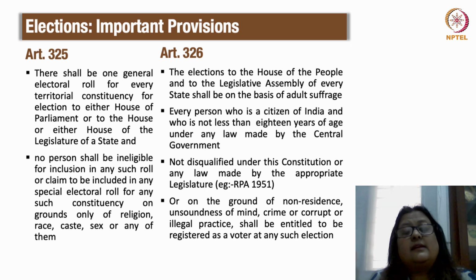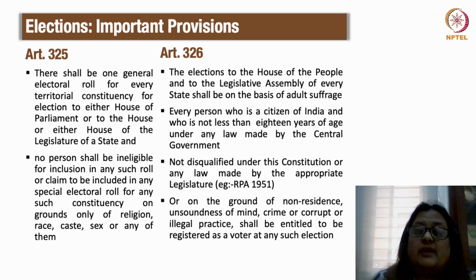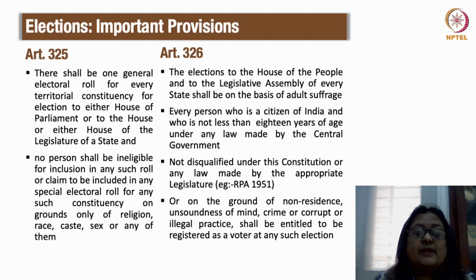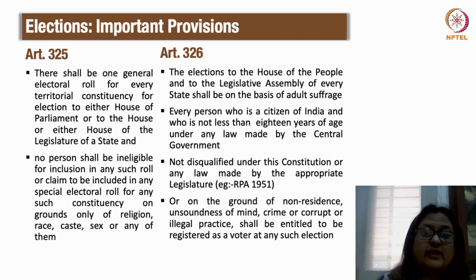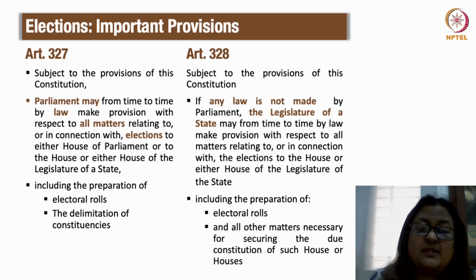Other reasons for disqualification from voting may be non-residence, unsoundness of mind, or crime or corrupt or illegal practices. So the law states that if you are not disqualified by any provision of the Constitution or any legislation, you are eligible to vote, provided you are a citizen of India and you have attained the age of 18. Other important provisions are Article 327 and 328.